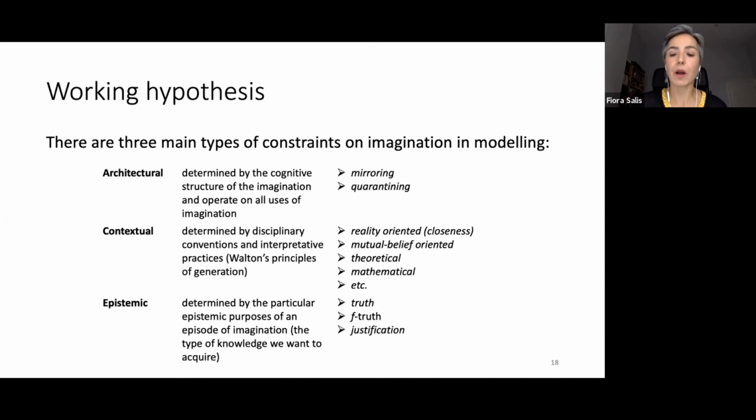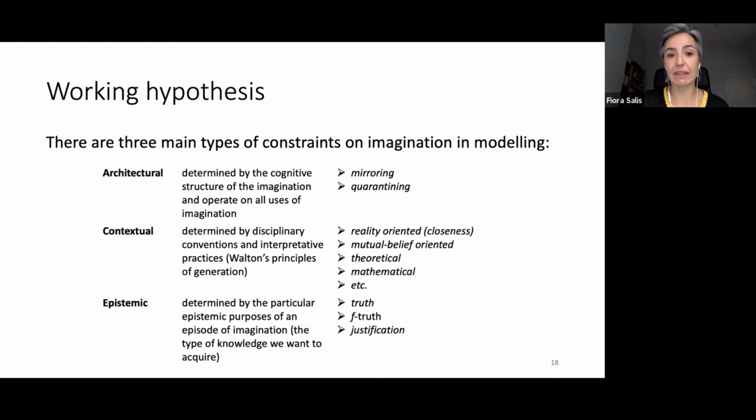Quarantining is displayed by imagination when imaginings are not conducive to grounds for action. They are not taken as the basis for acting in the real world. They are kept within the context of imagination, and they are limited to that. Now, this does not mean that nothing of real world importance can be learned from imagination. It simply means that whatever we learn in the imagination has to be exported outside of the imagination as a sort of hypothesis, to provide us the tools for learning anything about reality.